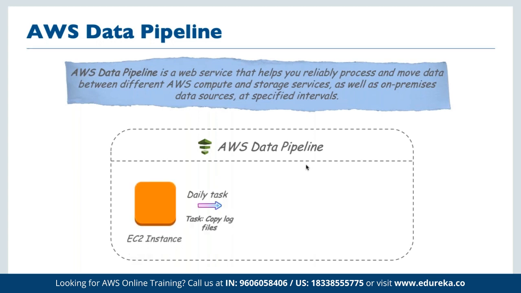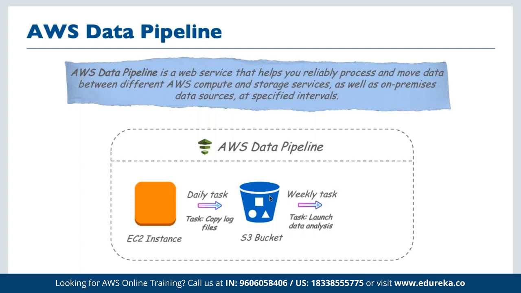Using data pipeline, we can define, suppose, the EC2 instance that we have been working on. Daily it can copy all the log files and store them in the S3 bucket. And here we can define a weekly task, which means it should launch the complete data analysis, and that can be processed further with Amazon EMR. EMR refers to Elastic MapReduce.